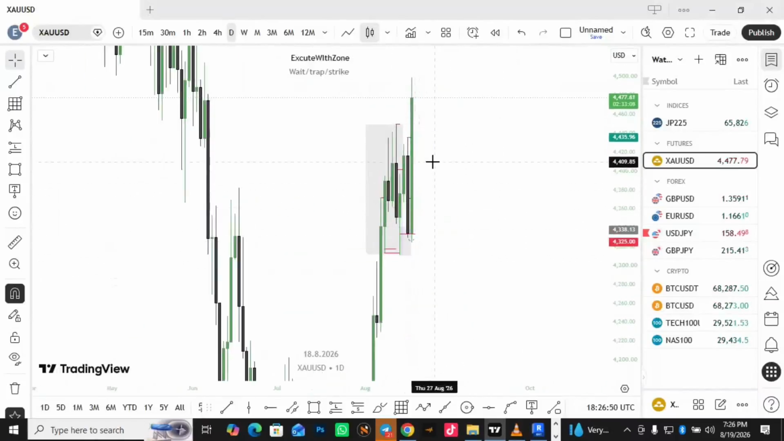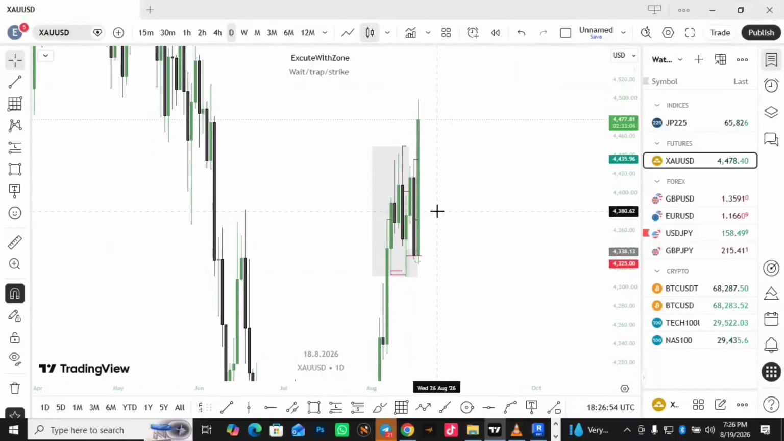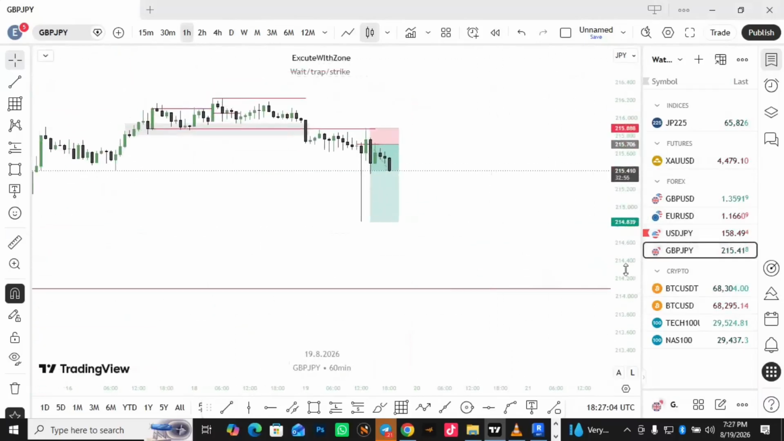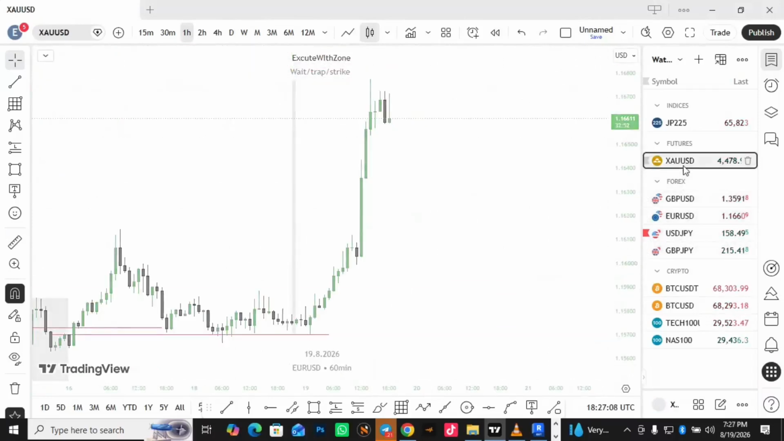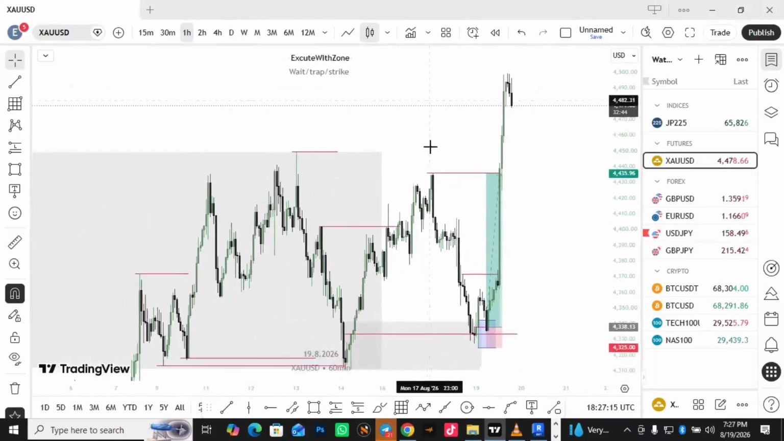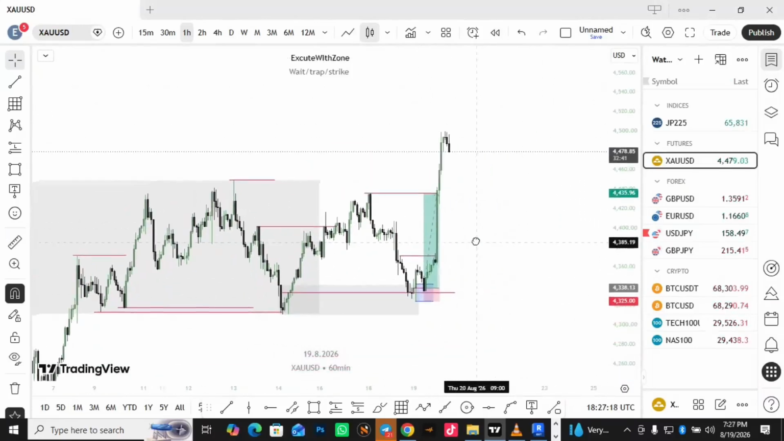So I want to do a quick recap on the trade I took today on gold and GBPJPY. That's just the two pairs. GBPJPY is still running, as we can see. The trade is still running, but on gold, you can see this is the one. So I want to do a quick recap on how I was able to get this move and the one that is still running on GBPJPY.